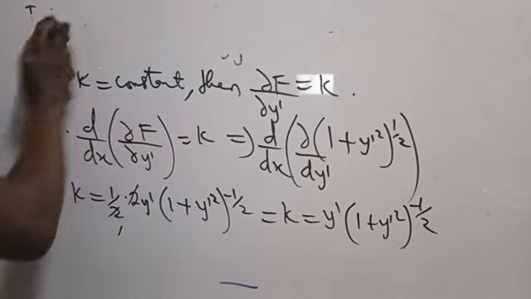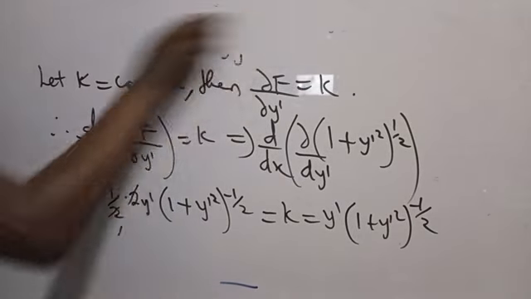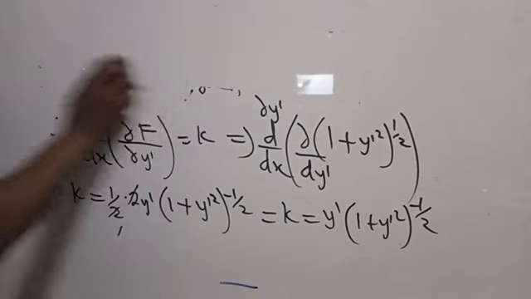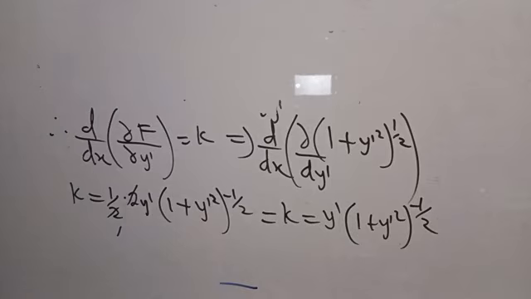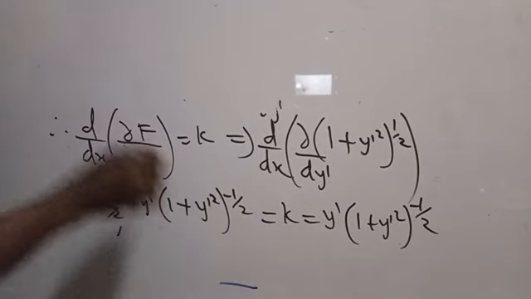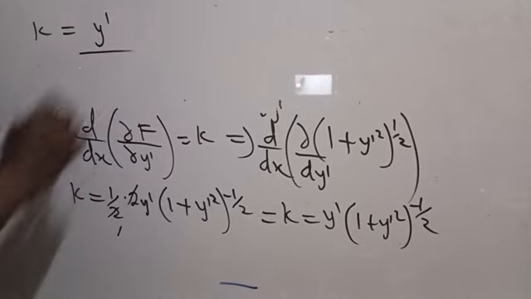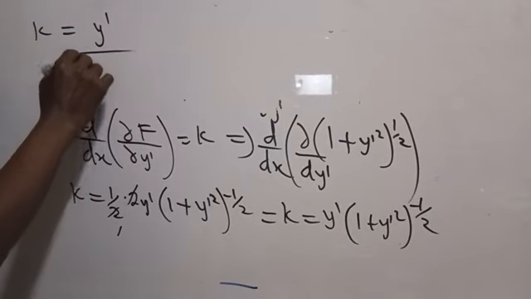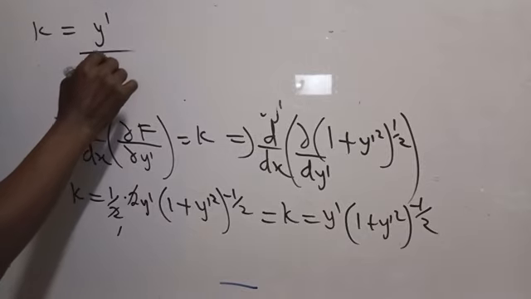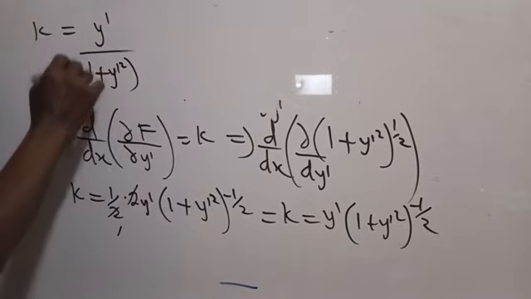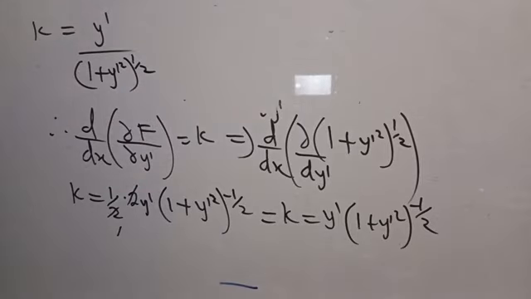So now, how does that go now? Which implies k is now equal to y prime all over 1 plus y prime squared raised by half. Is that understood? I hope that is clear. Very good.